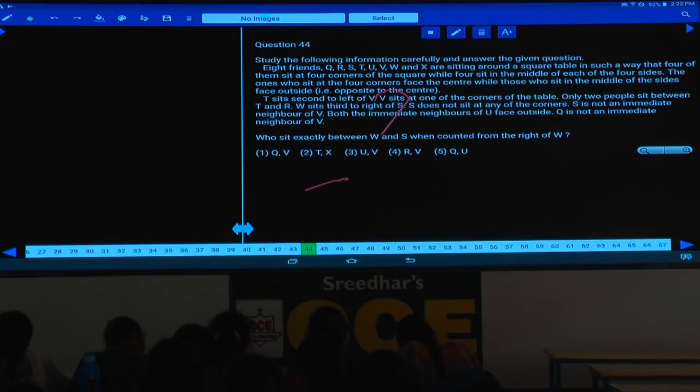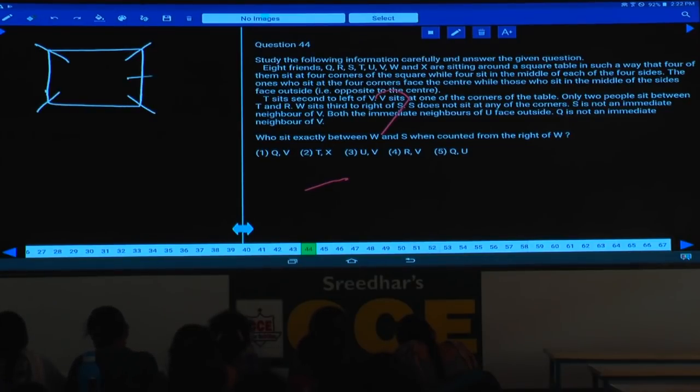Now 8 persons seated around a square table. Now this is a square table. 4 persons are seated at the corners. Now these are the 4 corners and 4 persons seated at the centers of the sides. And in such a way that the ones seated at the 4 corners are facing the center, and the ones seated at the centers of the sides are facing away from the center. This is how these 8 persons were seated.